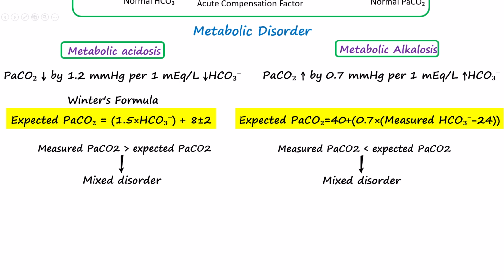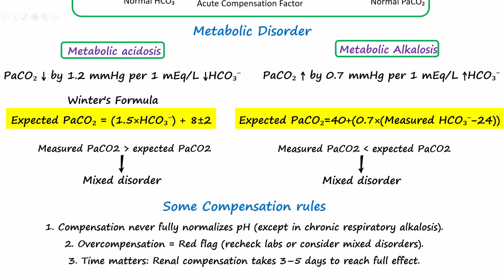Importantly, the body's compensatory mechanism never overcorrects the pH. If values suggest overcompensation, we should question the measurement or consider that we might be missing some part of the clinical picture. The time frame also matters greatly, as renal compensation takes several days to reach its full effect, while respiratory compensation begins within minutes.